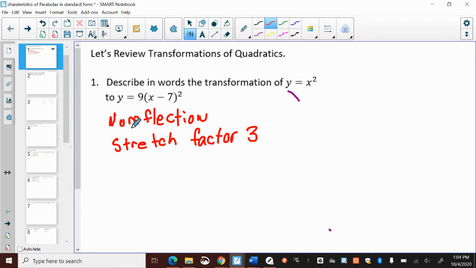Because we see the parentheses, we do have a horizontal translation of 7 units. And as we can remember, inside the parentheses, it's opposite of what we see here. So instead of minus, it's plus. It's going to be 7 units to the right. And since there are no numbers on the outside here, there is no vertical translation. So you want to mention all 4 each time.